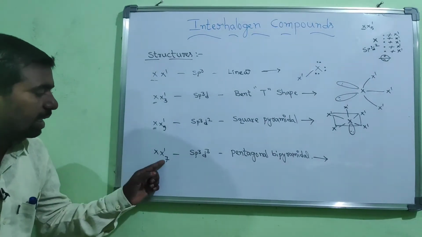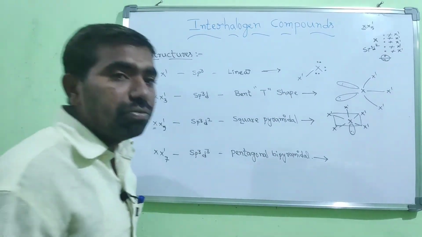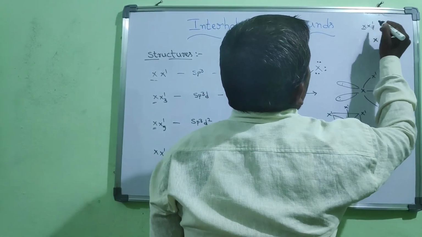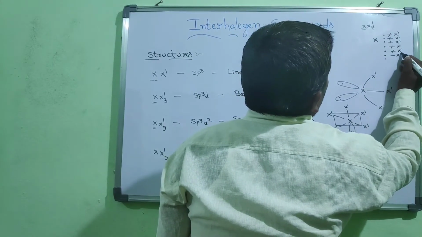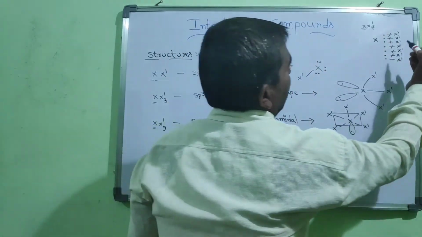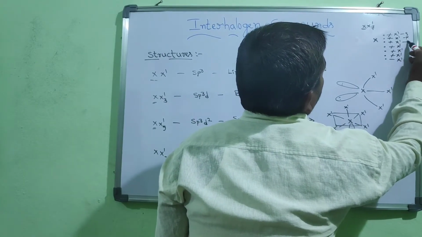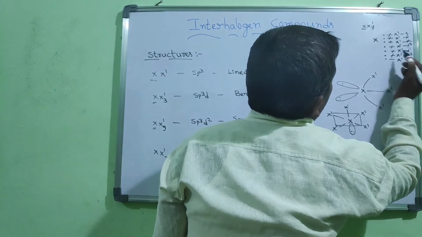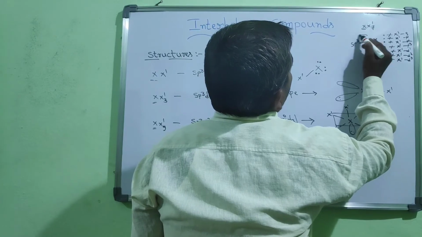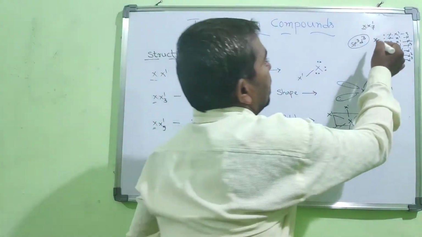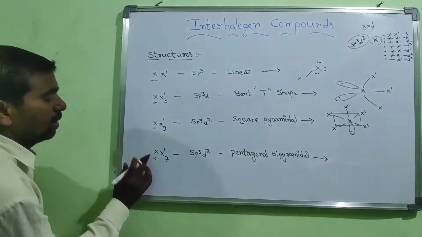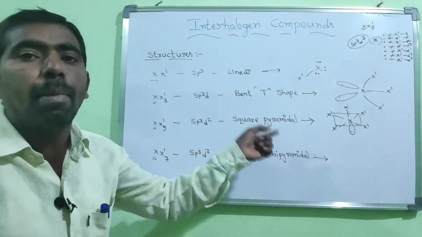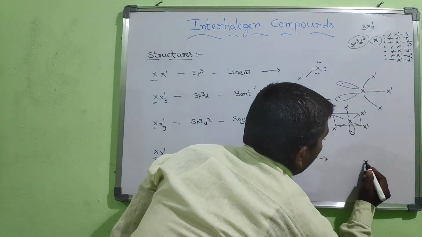Now the last molecule, XX7', hybridization is sp3d3. I am taking XX7'. 7 X' atoms are there, making single bonds. Now the hybridization: s, p1, p2, p3, and d1, d2 and d3. The sp3d3 hybridization is occurring at the central atom X. The molecular shape is pentagonal bipyramidal. So we have to draw a pentagon.